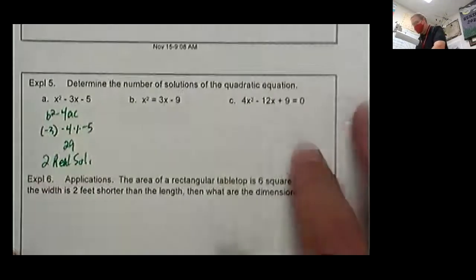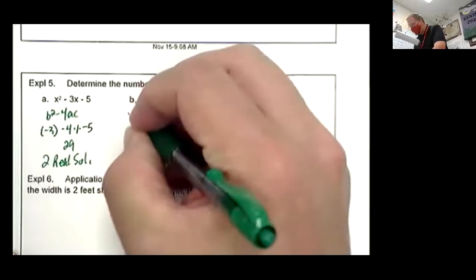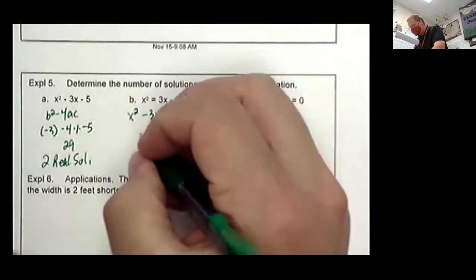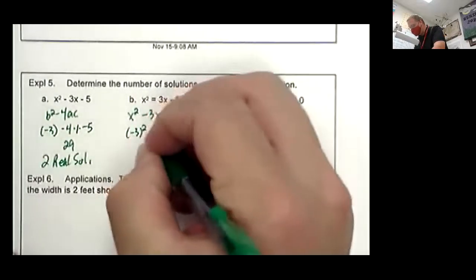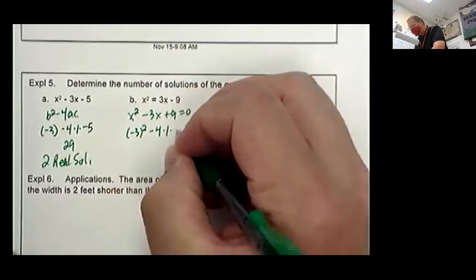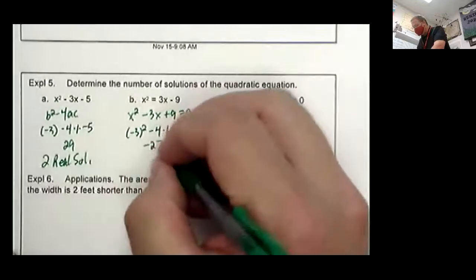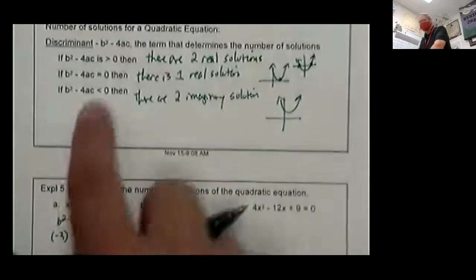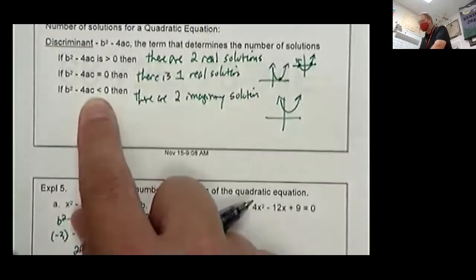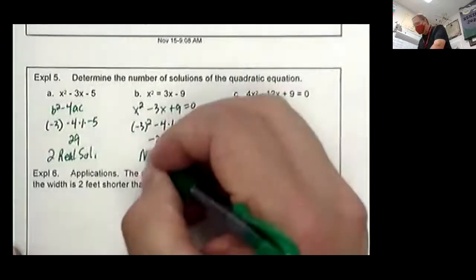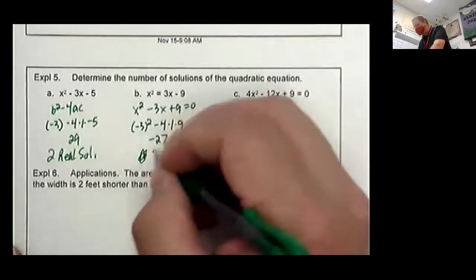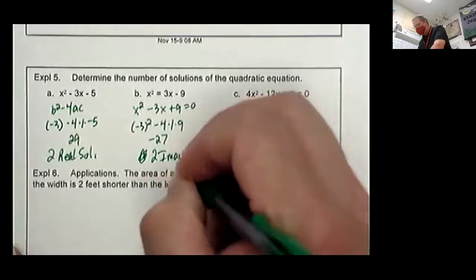Letter B, again, first we want to get this into standard form. So we'll go x squared minus 3x plus 9 is equal to 0. That gets us b squared, -3 squared, minus 4 times 1 times 9. That gets us -27. Here our discriminant is negative. If it's negative, less than 0, then there are no real solutions, or a better answer would be 2 imaginary solutions.